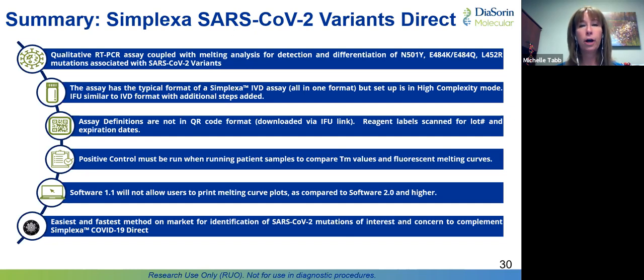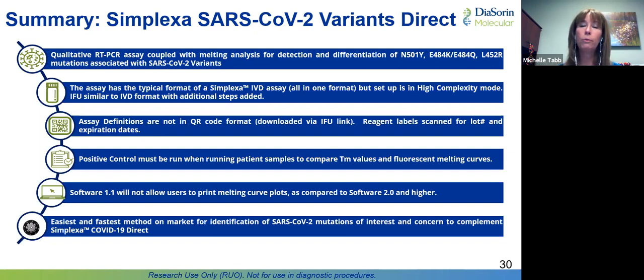Otherwise, just to sum up here, our Simplexa SARS-CoV-2 variants direct assay is a qualitative RT-PCR coupled with melting analysis that allows detection of these mutations at the 501Y position and the L452R position associated with variants and predictive of potential variants of interest or concern, which then you could consider for next generation sequencing.